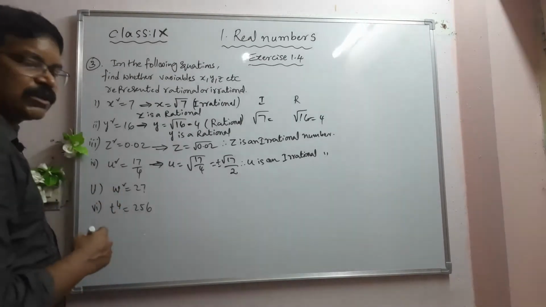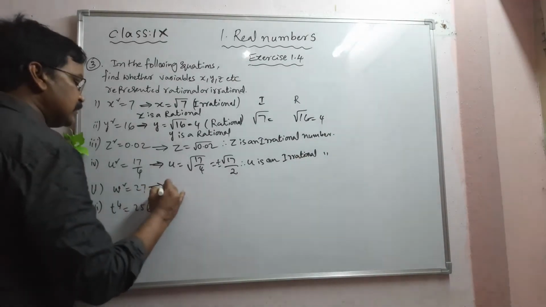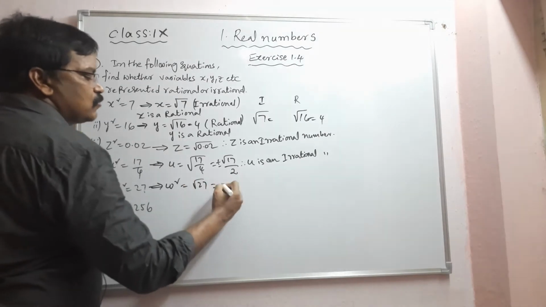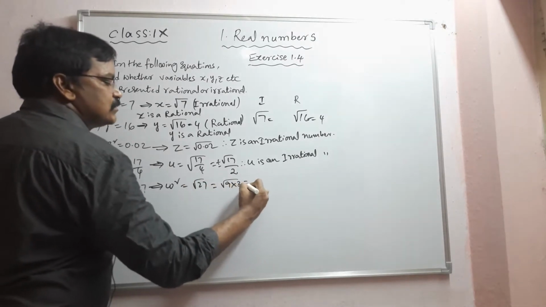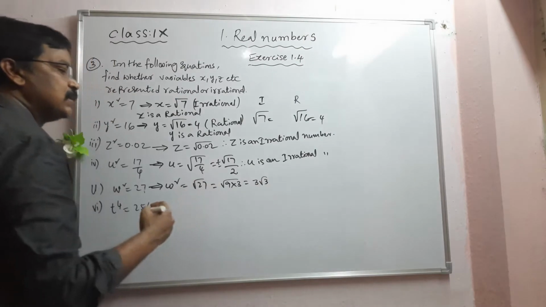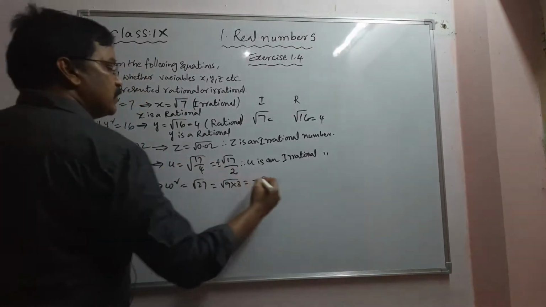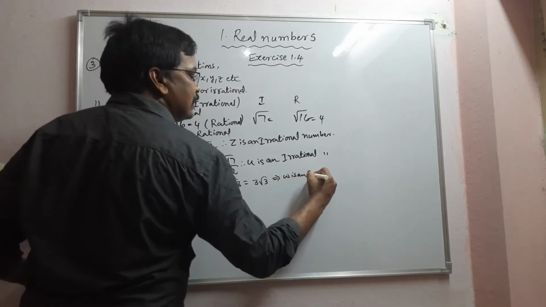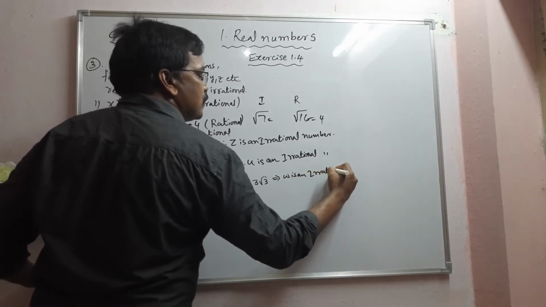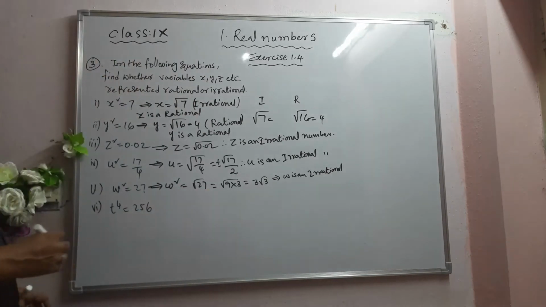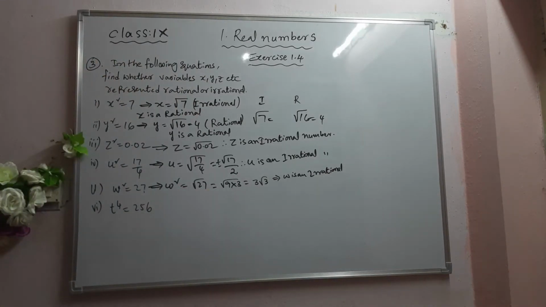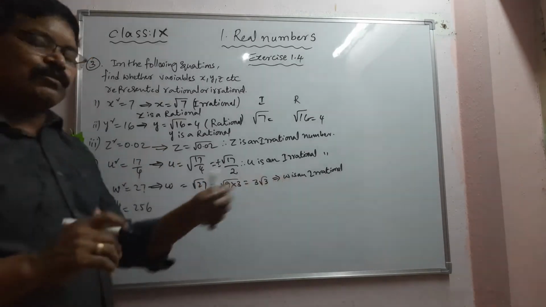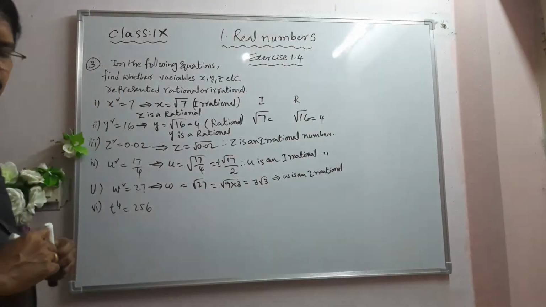Next, w square is equal to 27. Here, w is equal to root 27. Of course, this can be written as root of 9 times 3. This is 3 times root 3. This is also an irrational number. Therefore, here this w is irrational. Why? Because this 3 root 3, that means the value of w is equal to 3 root 3, is also an irrational number.